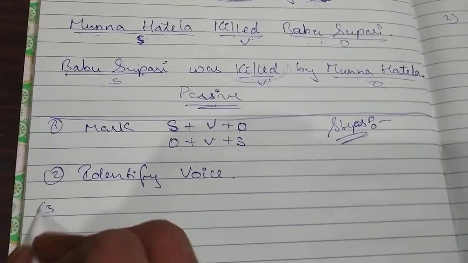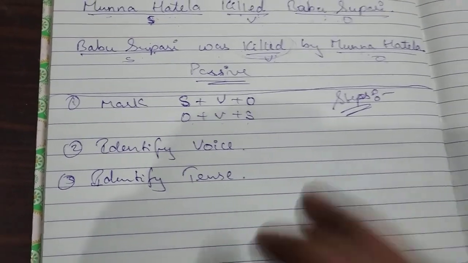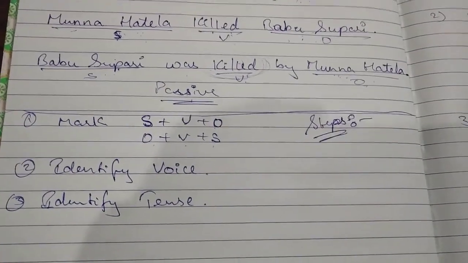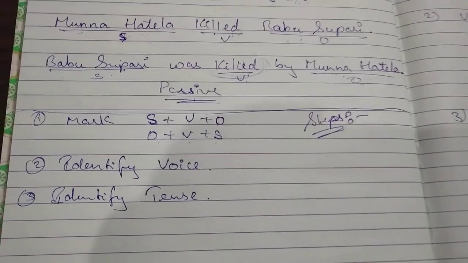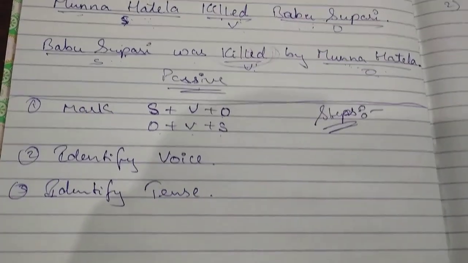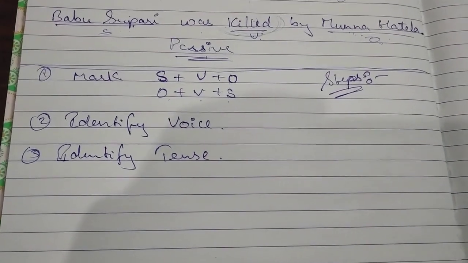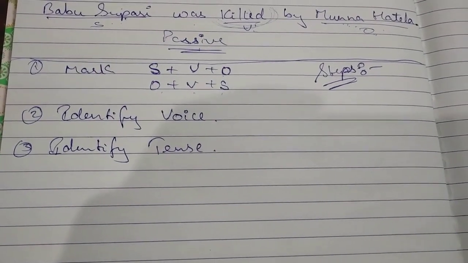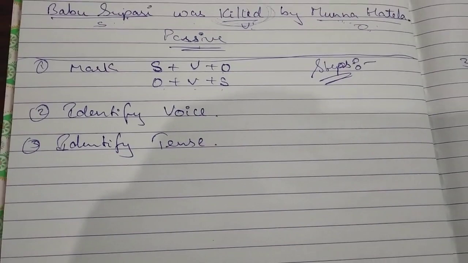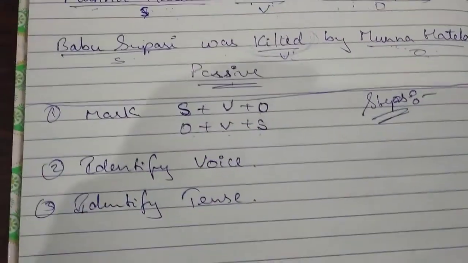After you have identified the voice, the third step is that you have to identify the tense. Why identify the tense? Because according to the tense only you have to change from active into passive. Understood? If you have to change from active voice to passive voice, you have to see the tense. Depending upon that tense, you will know what auxiliary you have to put in passive voice. If you don't know the tense, then you won't be able to identify.